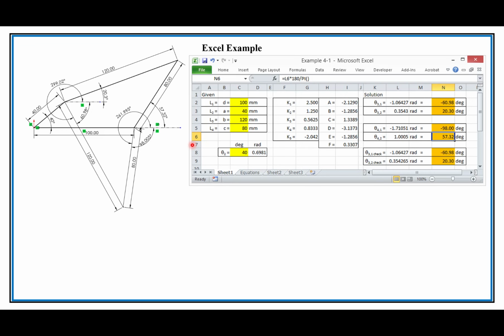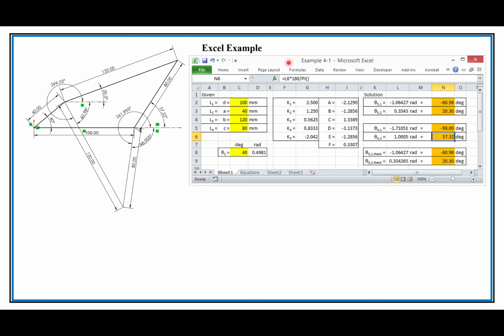But we could also find all the unknowns from this. But this is just using the graphical analysis to be able to check the analytical analysis. But we get the same values, like 20.3 here, and the 60.98, and the 57, then the negative 98 right there. So everybody came out right.